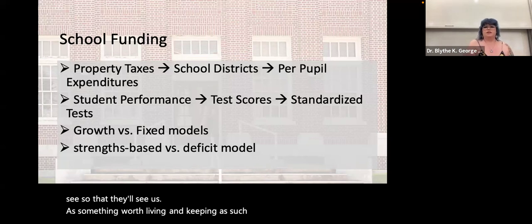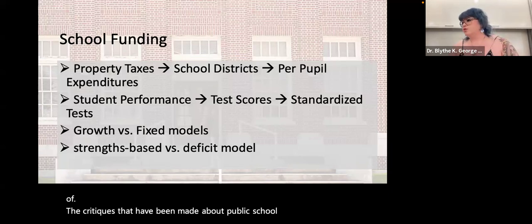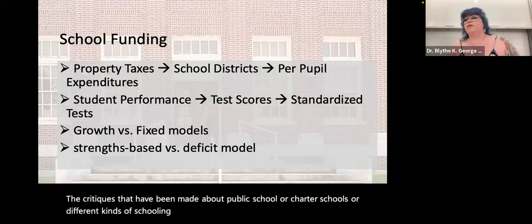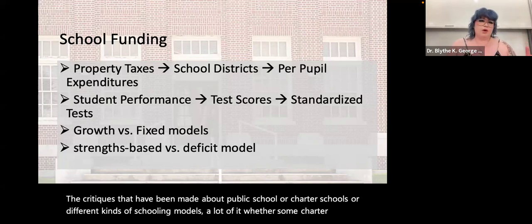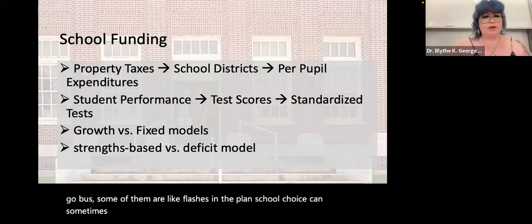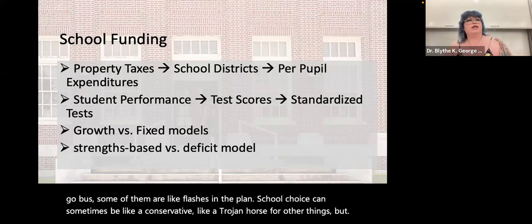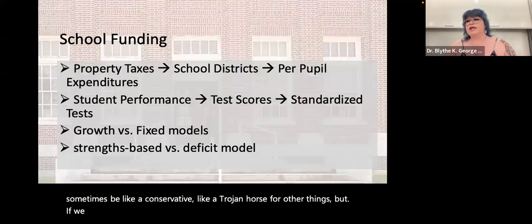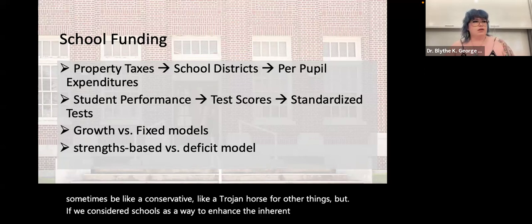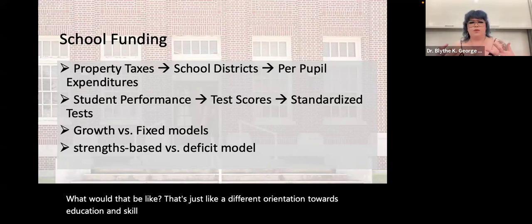But it's also when you think of the critiques that have been made about public school or charter schools or different kinds of schooling models, whether, you know, some charter schools go bust, some of them are like flashes in the pan. School choice can sometimes be like a conservative Trojan horse for other things. But if we considered schools as a way to enhance the inherent strengths of children, what would that be like? That's just a different orientation towards education and skill building than what we might currently have.